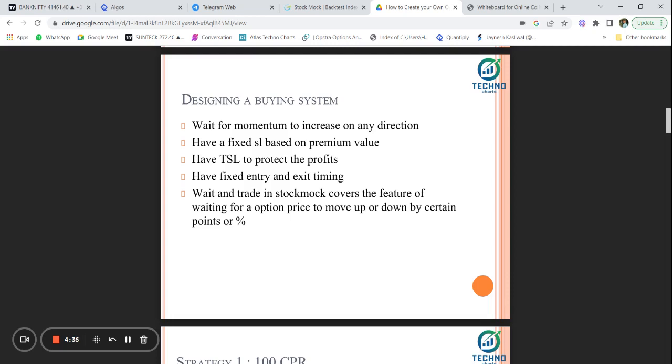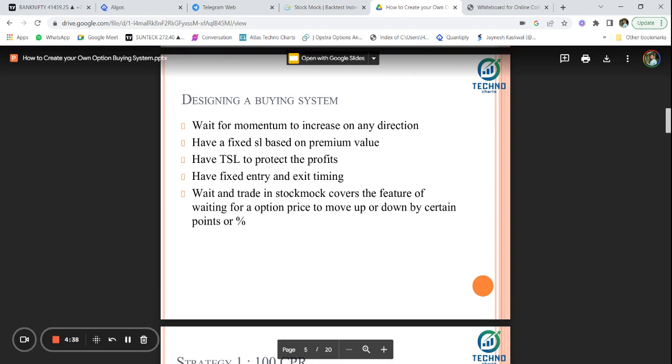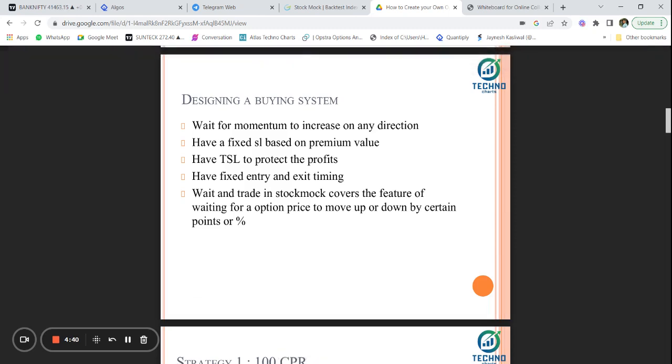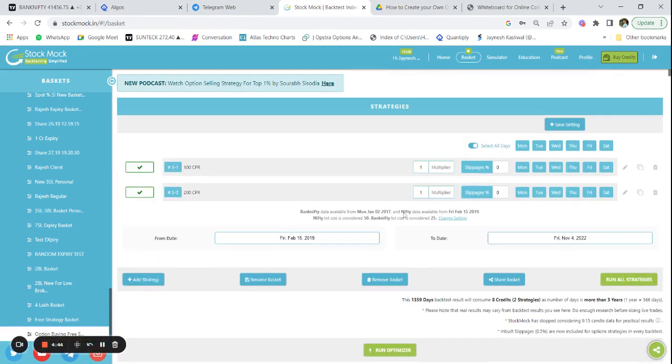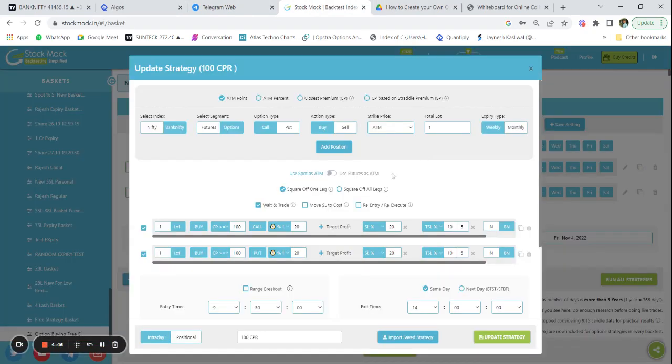The Wait and Trade feature in Stockmock covers the case where we are waiting for the premiums to rise by certain percentages. Now let me open the Stockmock platform. The first strategy that I'm going to talk about is the option buying strategy, where the closest premium that I've selected is 100 rupees. I am waiting for the momentum to increase by 20% here.